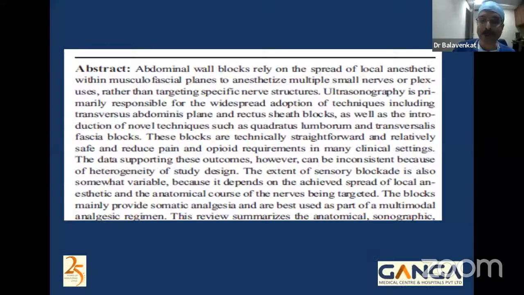When it was written in 2017, the Quadratus lumborum blocks, the transversalis fascia block. These blocks are technically straightforward and relatively safe and reduce pain and opioid requirement in many clinical settings. The data supporting these outcomes, however, can be inconsistent because of heterogeneity of the study design. The extent of the sensory block is also somewhat variable because it depends on the achieved spread of the local anesthetic and the anatomical course of the nerve being targeted.